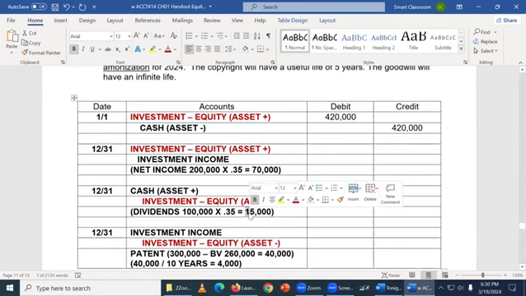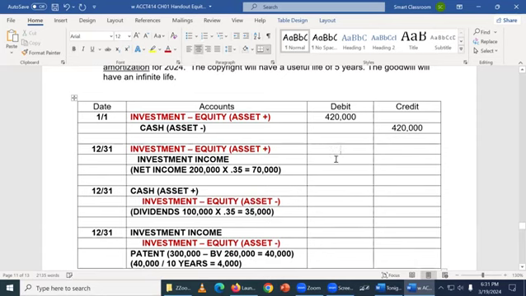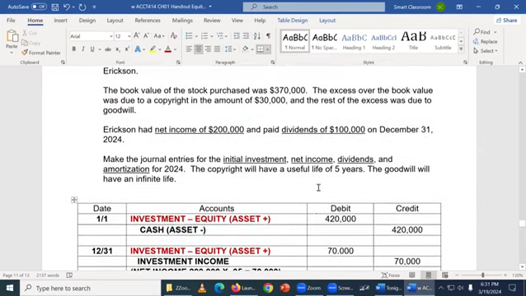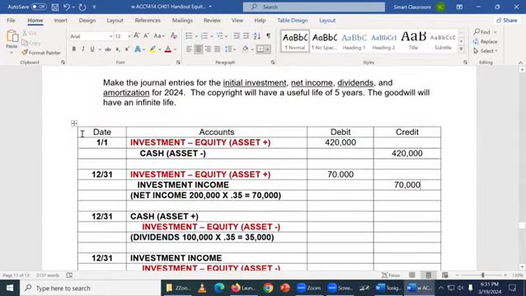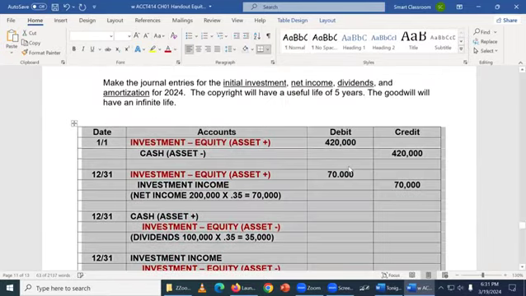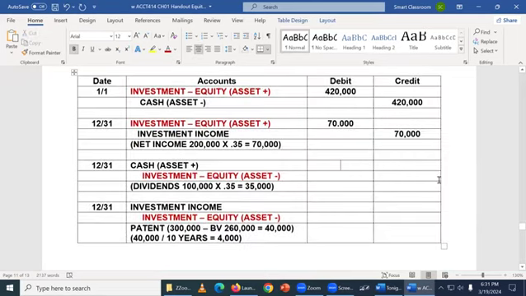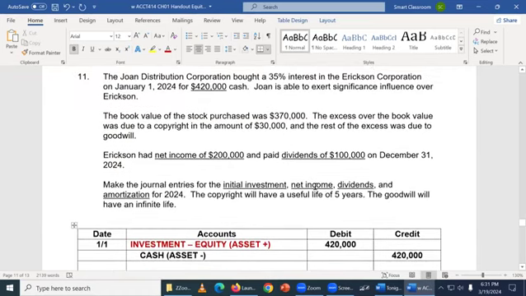Let's see. Okay, so 35% of the income, right? And they got cash of 35,000. In this method, you're indifferent to that. It's just making more cash, but your investment's worth less. Okay, let's sort out this stuff. 30,000 was due to a copyright. And the excess was due to goodwill.